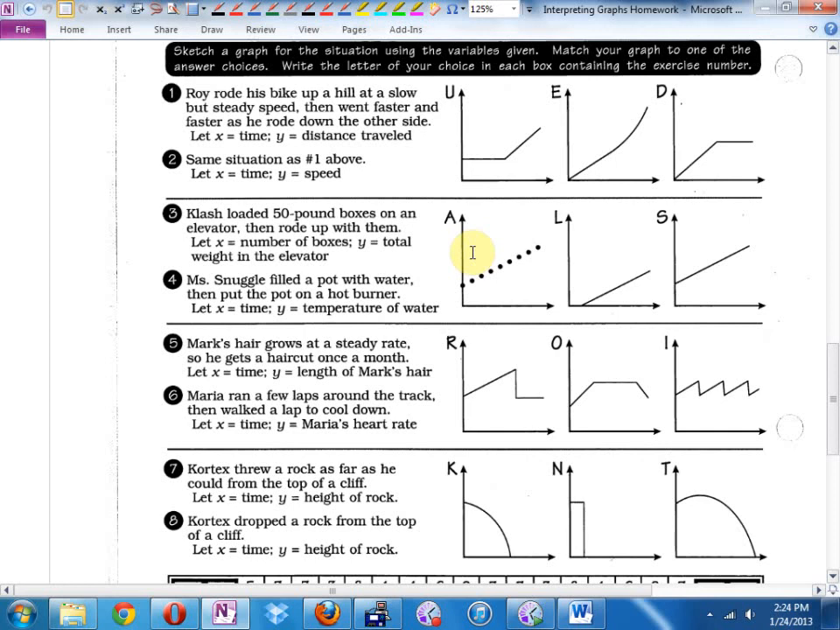Same idea for these ones here, where you have 2 situations, and each of these situations will match one of these graphs. So number 1 says, Roy rode his bike up a hill at a slow but steady speed, then went faster and faster as he rode down the other side. X equals the time, Y is the distance traveled. See if you can figure out which graph that would make the most sense of. And then graph number 2, same situation, X is time, Y is speed.